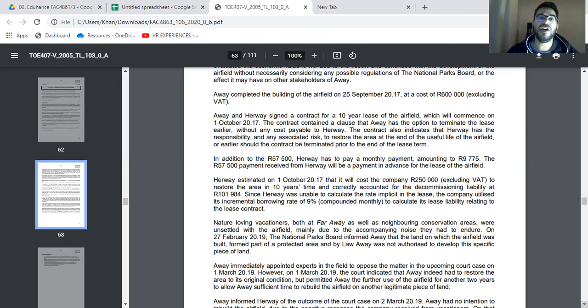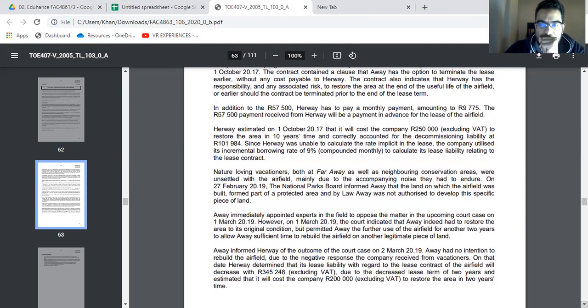What is happening? Herway has to pay a monthly lease payment to Away. Okay, so just take note of that. Basically, the asset is Away's asset, but Herway has the right to use that asset. Okay, so just take note of that. So Herway is going to pay Away that 9,700 Rand every month for the next 10 years. Okay, so where are we?